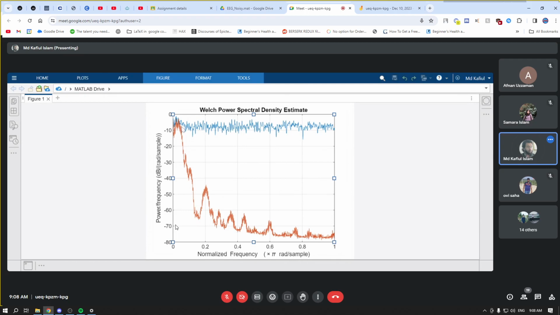Anyway, so I cannot find the zoom in. Somehow this.